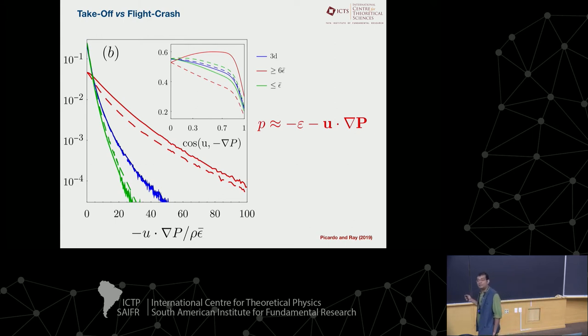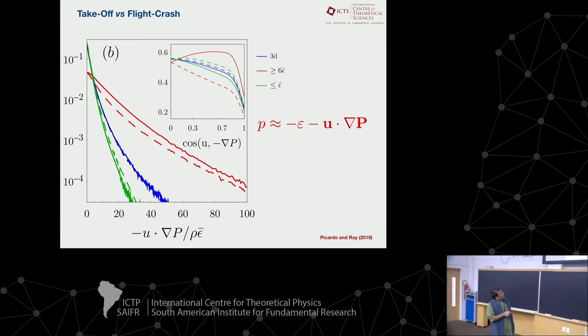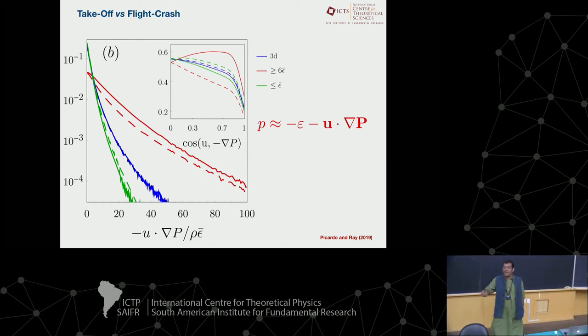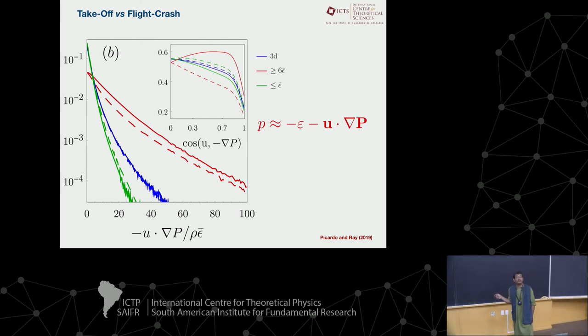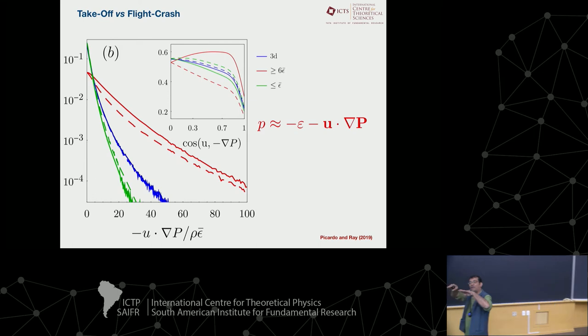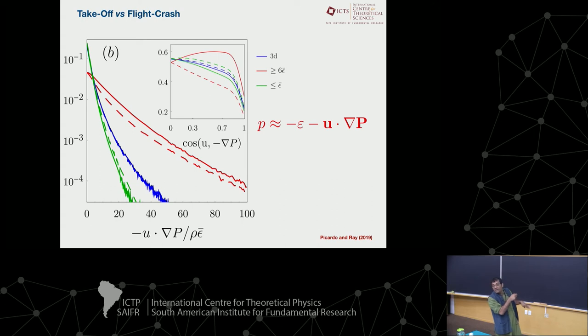which are strongly intermittent in the conventional sense, u dot grad p has disproportionately large values. While for green, which are in regions which are calm and quiescent, the distribution is much narrower. Then if you actually go ahead and look at the angle between the velocity of the fluid and the negative gradient of pressure, you see that in regions of extreme statistics, u starts aligning with the gradient of pressure.